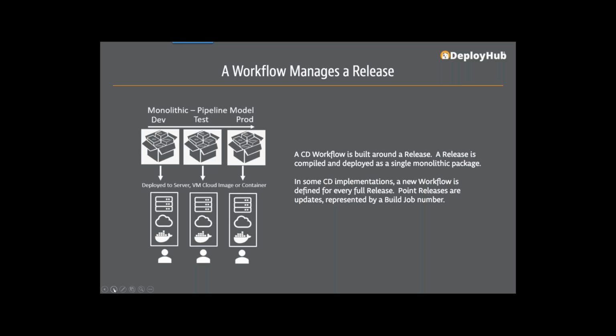Now, it can be deployed by a continuous deployment tool or a script to different environments, and those environments may be mixed. They may be physical servers still, or a cloud image, or even a container. And in some CD implementations, a new workflow is defined for every full release, and then a point release is a new version number applied to it, which is represented by a build job number. So that's sort of how we keep track of the application, or what I like to call the monolithic package.